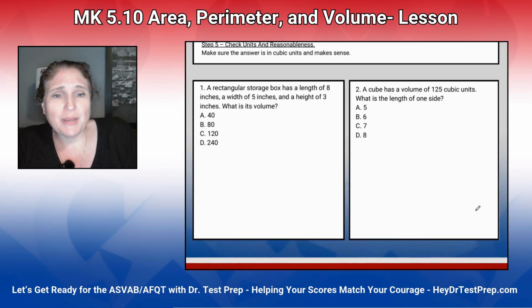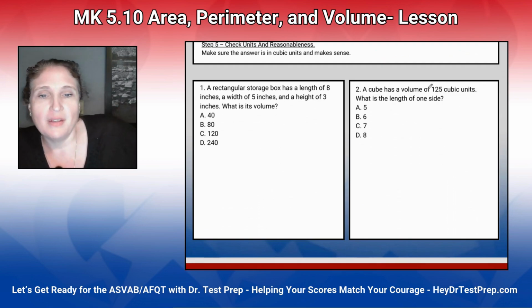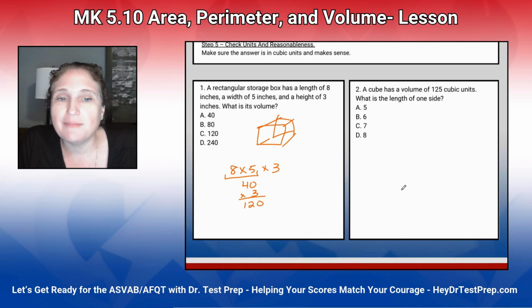Okay, so it's basically length times width times height and work backwards. So here we've got a storage box. I'm not going to try to sketch perfectly because we would be here forever. So 8 times 5 times 3. What's the volume? 8 times 5 is 40. 40 times 3 is 120.